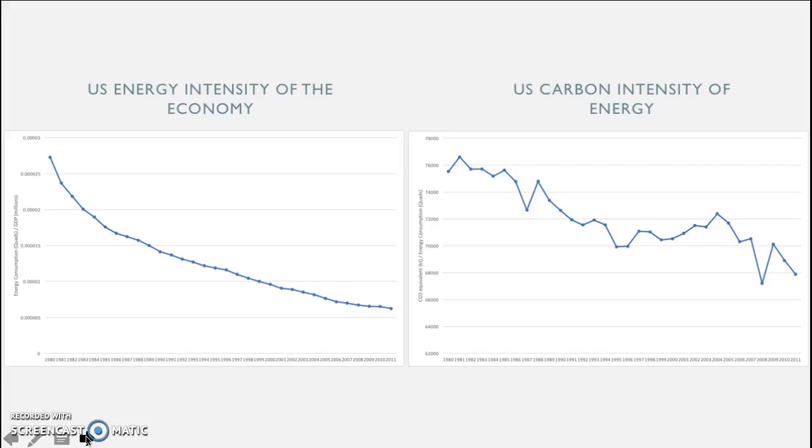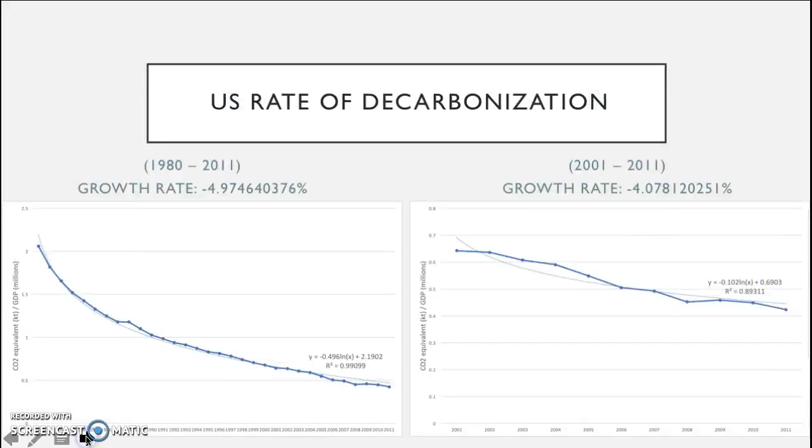And then next to it is the US carbon intensity of the energy in the US. So it's the CO2 equivalent emissions in kilotons in ratio to the energy consumption. So how carbon intensive is that energy consumption? You can see it's been going down, but kind of wobbly, not as straight as the other line here of the US energy intensity of the economy.